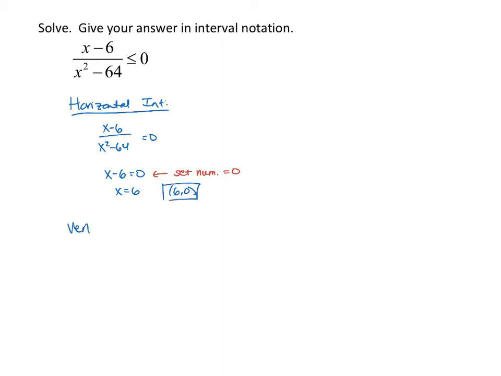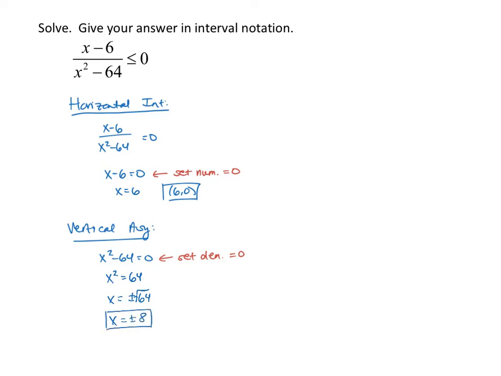Now let's find any vertical asymptotes. Vertical asymptotes come from places where our function is undefined. So we're looking at our denominator and setting that equal to 0. So notice for the horizontal intercepts, we set the numerator equal to 0. For the vertical asymptotes, we're going to set our denominator equal to 0 and solve for x. Adding 64, we have x² = 64. And then we can use our square root property. The square root of x² is equal to plus or minus the square root of 64. So x is equal to either plus or minus 8. So these are equations of two vertical asymptotes for the function.